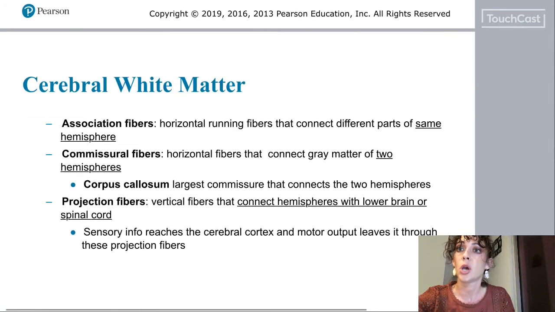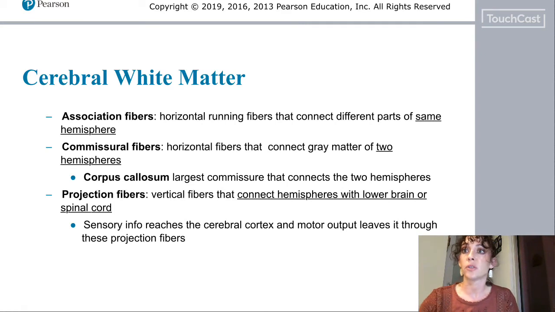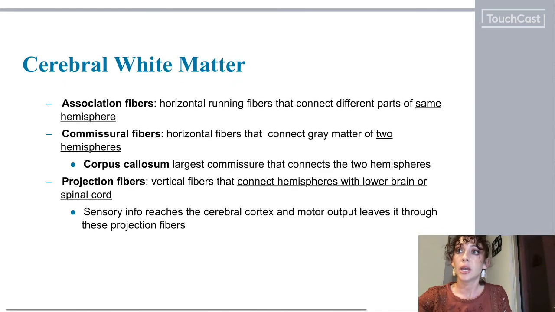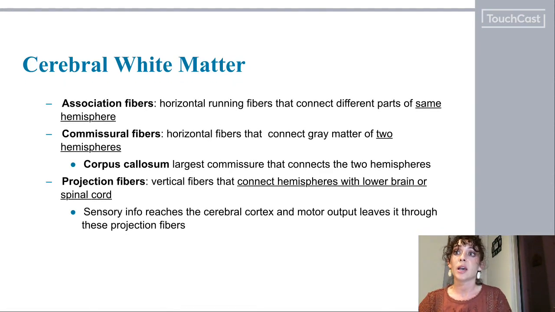Zoom that out. Okay. So again, these association fibers are going to run horizontally and affect different parts of the same hemisphere. So they're going to stay either in the left or in the right. We have commissural fibers that are horizontal fibers, again, that are going to connect the two hemispheres. So they're going to run in between, not just sticking to left or right.